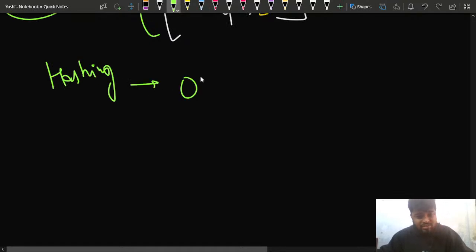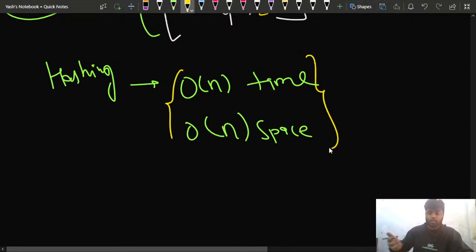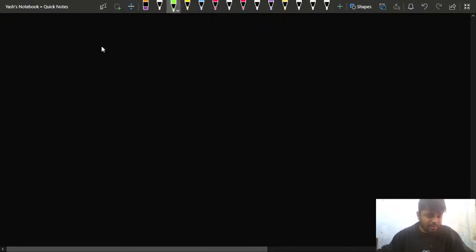So if I'm using hashing, I'm taking order of n time complexity, and I'm also taking order of n space complexity, right? And this is very good. Now there's one more approach for solving this particular problem, and that is using the concept of XOR operators, right? So I can use the concept of XOR as well, how? Let's take this example. I'll let you know in a minute.